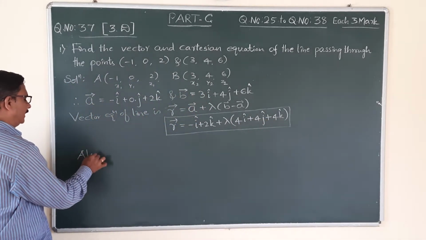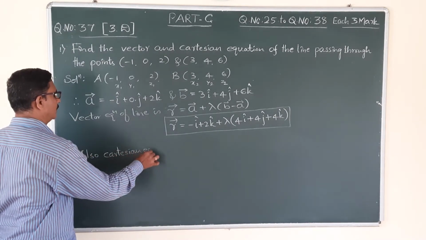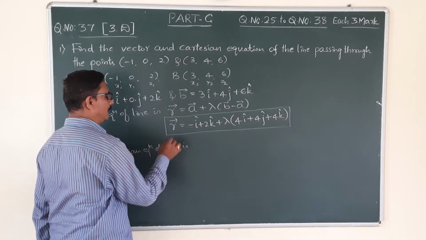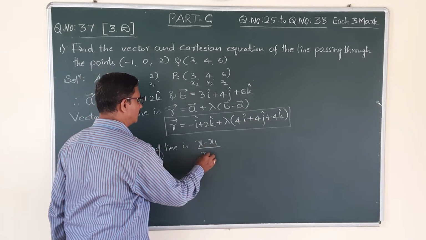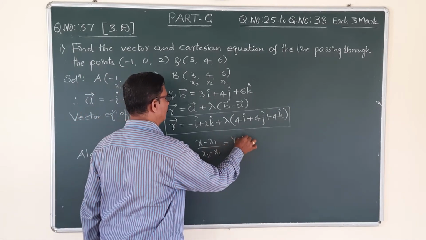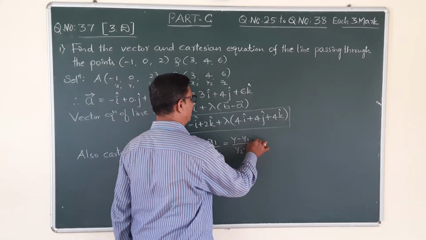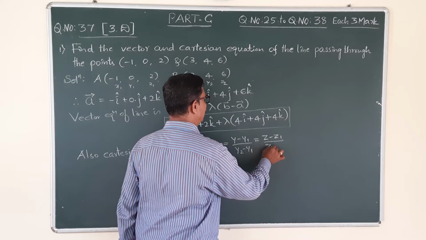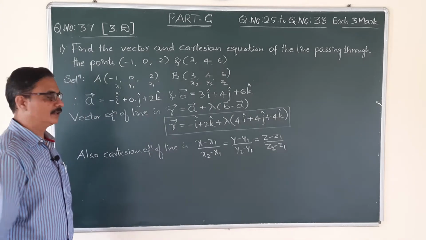Also find the Cartesian equation. The Cartesian equation of a line passing through 2 points is given by the formula. Do you remember? What is the formula? (x minus x1) divided by (x2 minus x1) is equal to (y minus y1) divided by (y2 minus y1) is equal to (z minus z1) divided by (z2 minus z1). This is the Cartesian equation of the line.